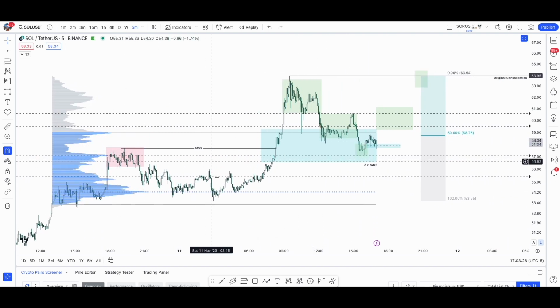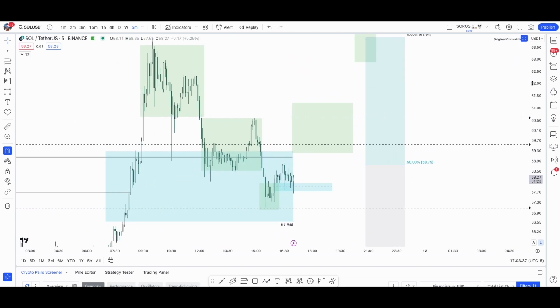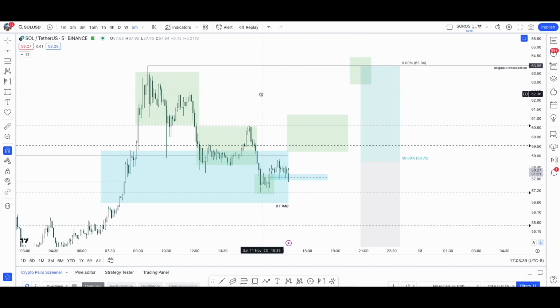Here's your original cluster, push down. Here's your 1 hour imbalance, and this is where you shifted structure. Here's where the sell side of the model occurred, right up here. That was your original consolidation high, so we want to mark that out on the chart.